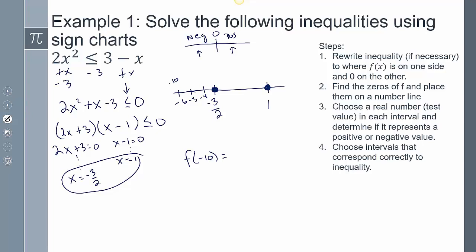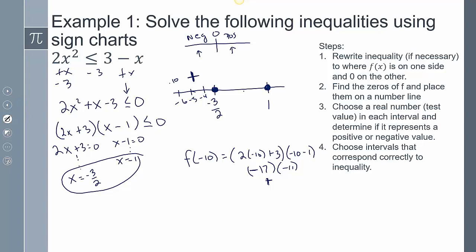So let's plug it in, and I'll plug it into my factored form. And so plugging this in, I'm going to get a negative, because that's going to be negative 20 plus, so that's negative 17, and then this is going to be negative 11, which is going to be a positive number. So that means I'm going to write here that this is positive.